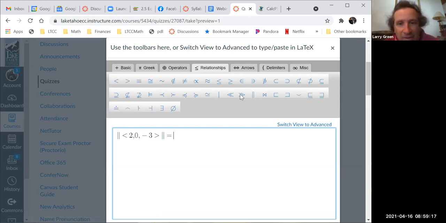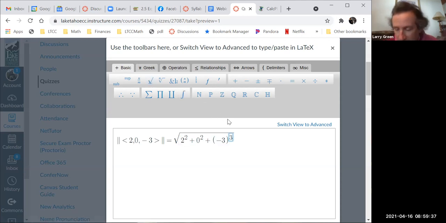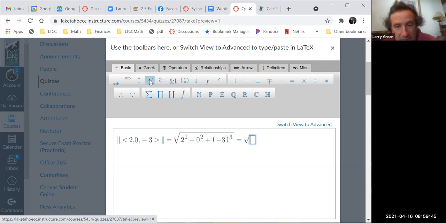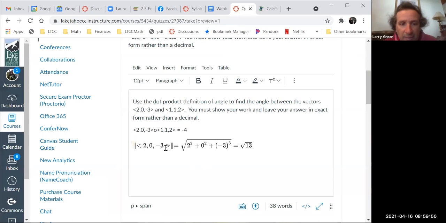That's going to be equal to the square root of 2 squared plus 0 squared plus -3 squared. And that's equal to the square root of 13. Any questions on that magnitude? Okay, and then we do.